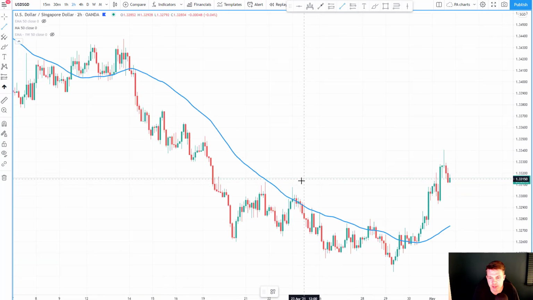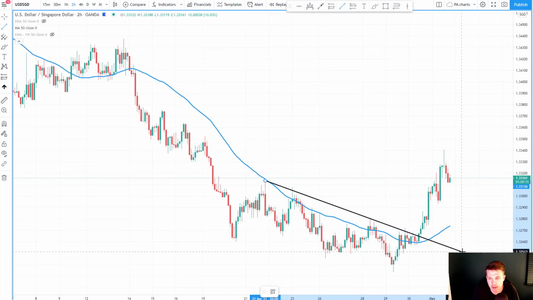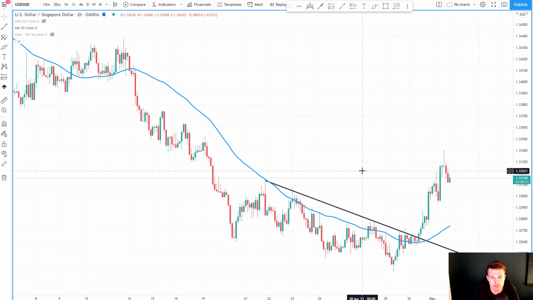And now let's try to find where we get our trend line in. So you can see we immediately have a very nice trend line. We have our first touch point, second one, and the third one.